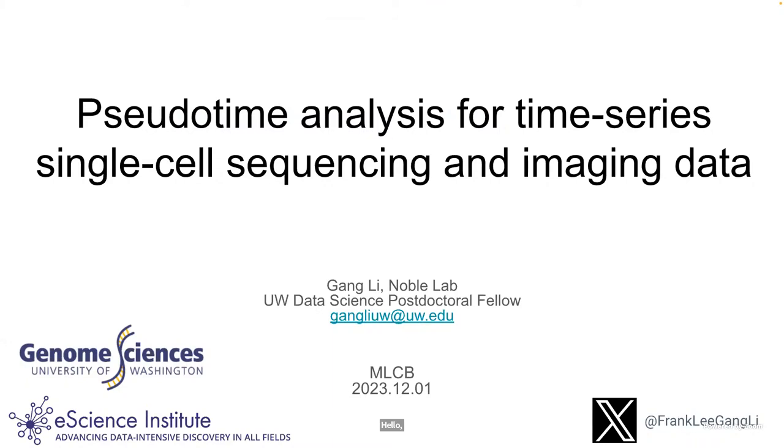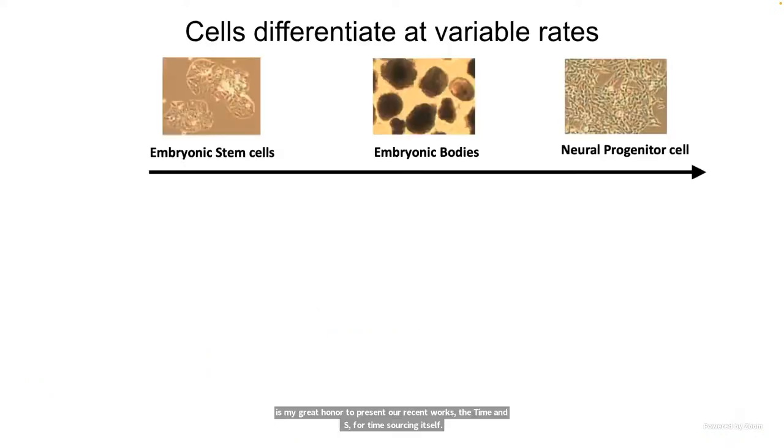Today is my great honor to present our recent work, Pseudotime analysis for time series single-cell sequencing and imaging data. As yesterday, we have seen many talks talking about cells growing asynchronously and also cells differentiating at variable rates. Here, I show you a very simple example of a mouse embryonic stem cell differentiation process, where cells differentiate to embryonic body cells and all the way to the neuroprogenitor cells.